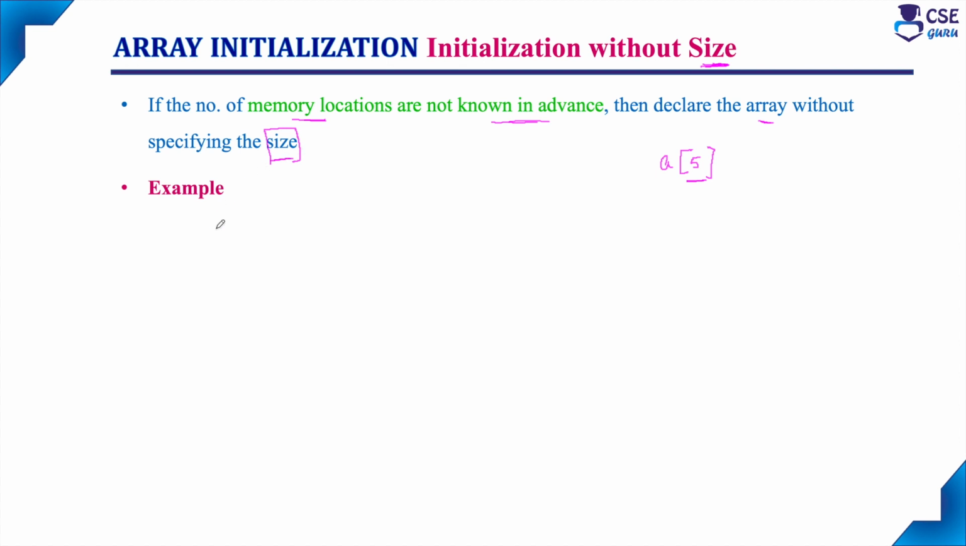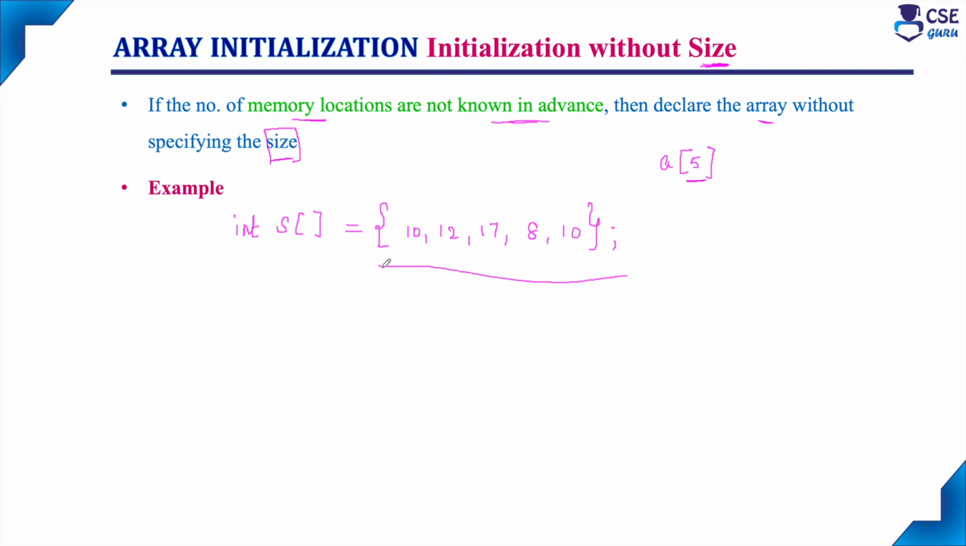For example, consider int s of empty square brackets. Here we should not specify the size. Equal to, but we can initialize the values. If we initialize like this, we can specify any number of values here because we have not specified the size. That is a big advantage. Even 100 elements you can specify, 1000 elements also you can specify.